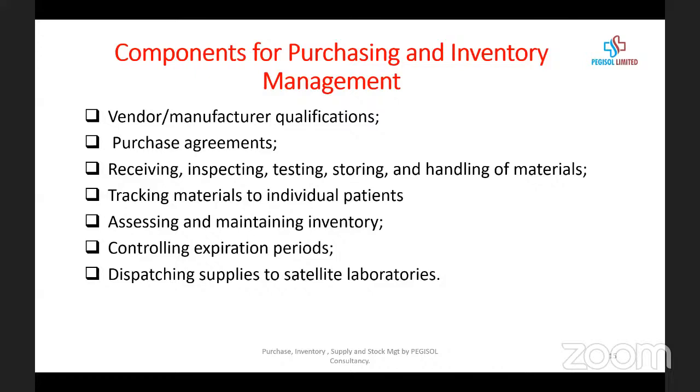Next, there must be a purchase agreement. A purchase agreement is an agreement between the buyer and the seller. It has to state: this is what we are buying, this is the maintenance agreement, these are the services that will be rendered, and a whole lot of things. So those things have to be documented and available. Now, next, you need to have receiving, please listen, receiving, inspecting, testing, storing, and handling of materials.